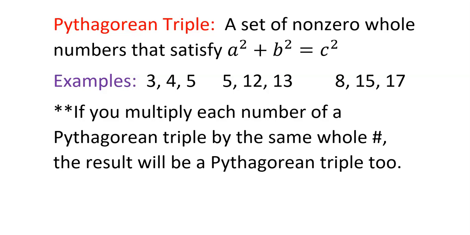The only other ones that I actually have in my head are 3, 4, 5 and 5, 12, 13. The 3, 4, 5 is the most common one, but 5, 12, 13 gets used a lot. And if you do 5 squared plus 12 squared equals 13 squared, it does give you a true statement. 8, 15, 17 isn't a super common one, and there's a whole bunch more. Basically, they're numbers that automatically tell you that it's a right triangle.